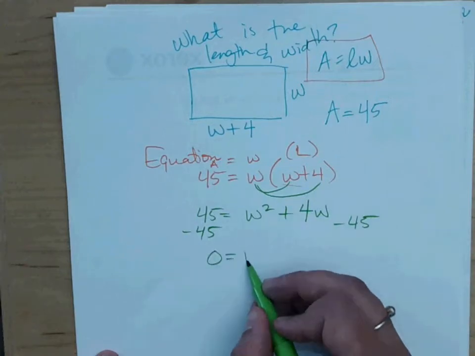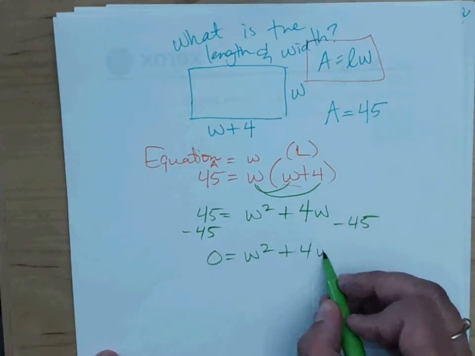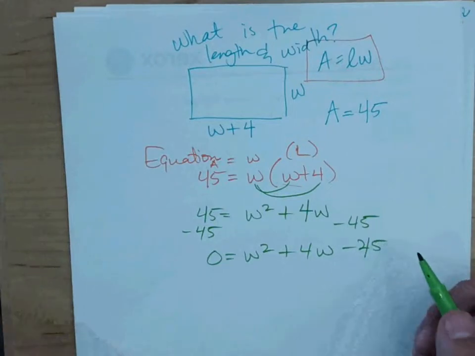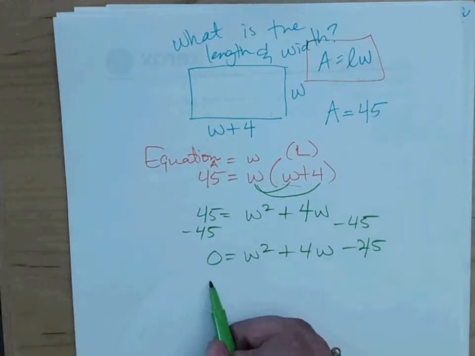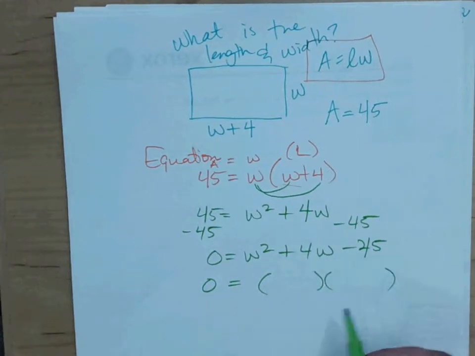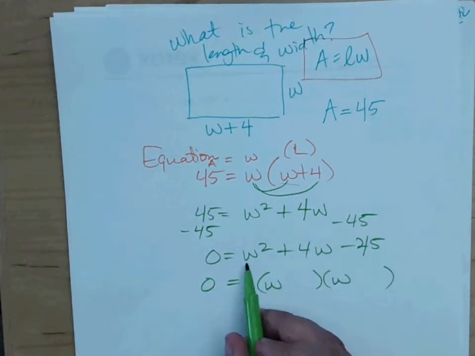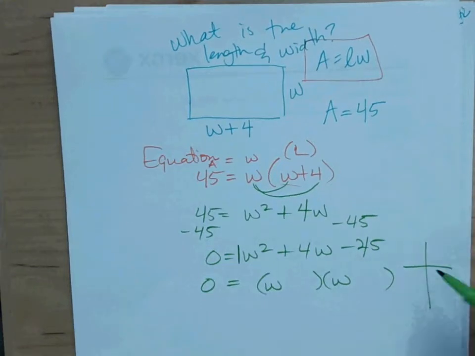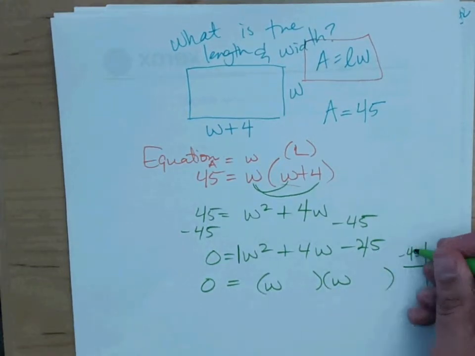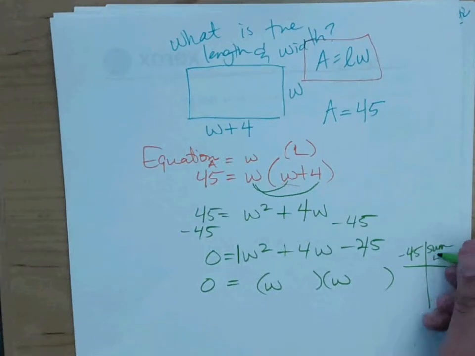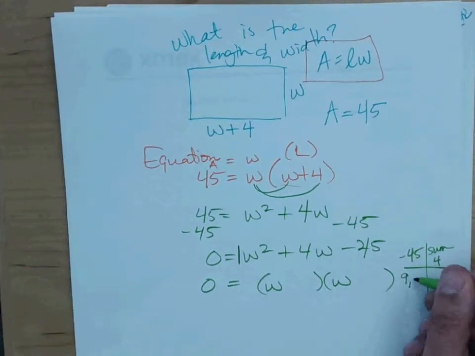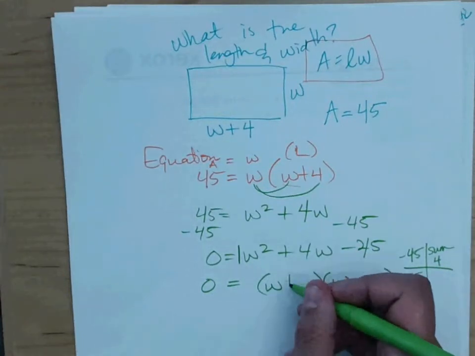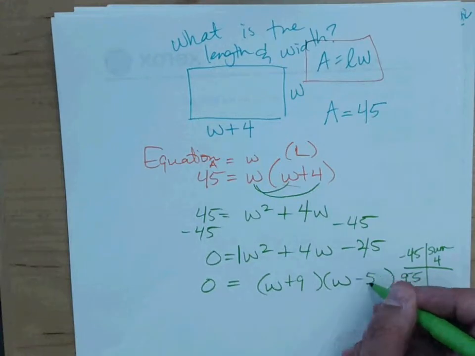Why are we subtracting 45 from both sides? Yes, we want to set it equal to 0. Now what do we do to solve? Yeah, or we factor. W times W gives you W squared. We don't really have to use the AC method when the A is equal to 1. Can you think of two numbers that multiply to negative 45 that have a sum of 4? 9 and 5, which one should be negative? Positive 9 and negative 5.